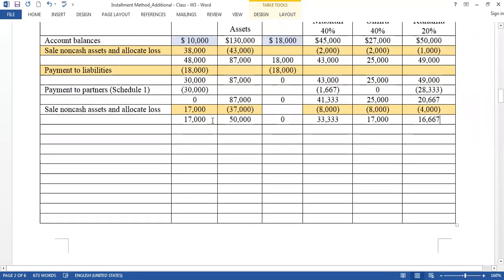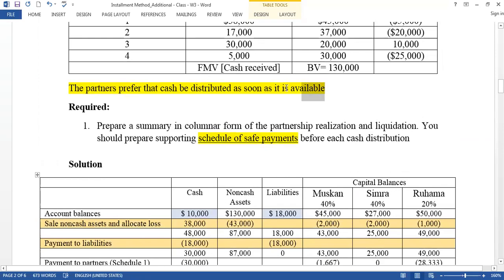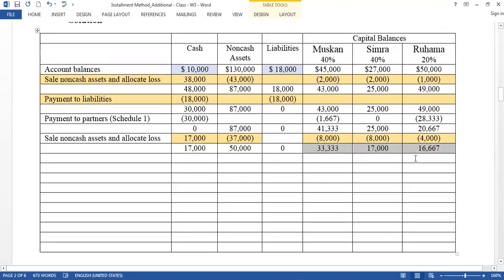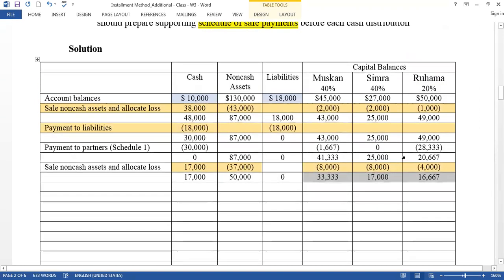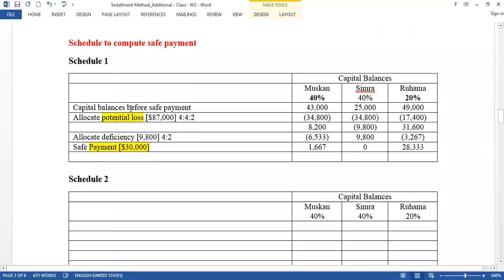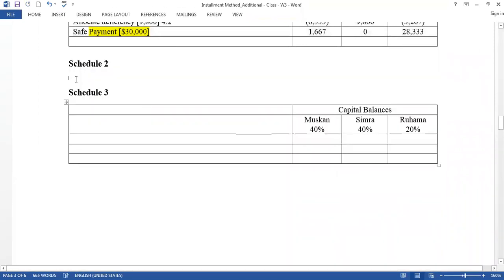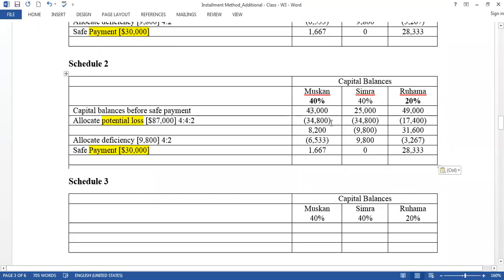Now again, you can see that this is the available cash, right? And according to this question, whenever cash is available, pay them as soon as possible. So as now $17,000 cash is available, we are going to pay this money to the partners' capital. Again, the problem is we only have $17,000, but partners' capitals are higher. Then what should we do? Make a safe payment schedule again and again.